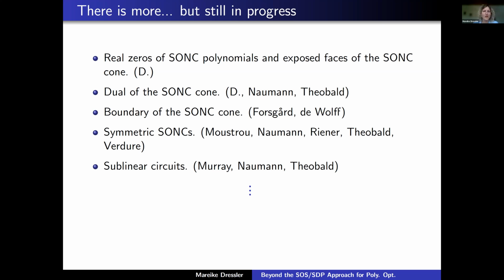We try to work on it, but if you compare these two research areas, they were really done at different times. This is a concept that came up in 2014, 2015, and SOS is really a well understood, I wouldn't say done with to be understood, right? But it's much more understood than the SONC cone. So here are some results that are already known about the geometry of the SONC cone, but again, it's still in progress.